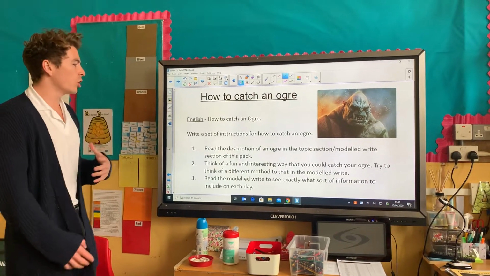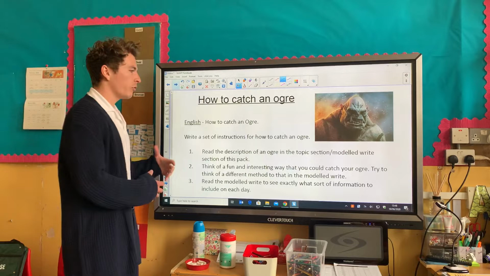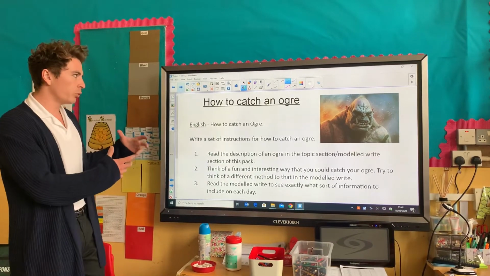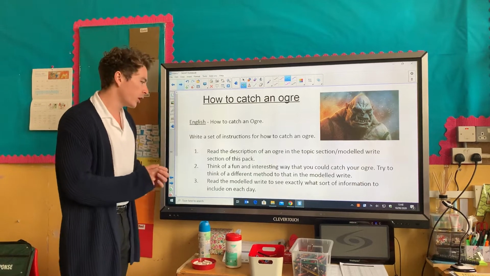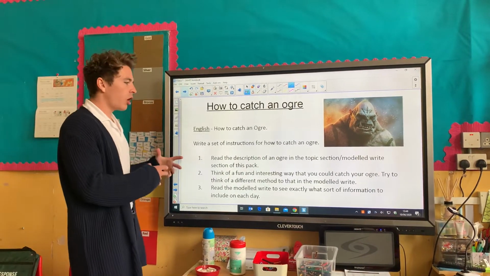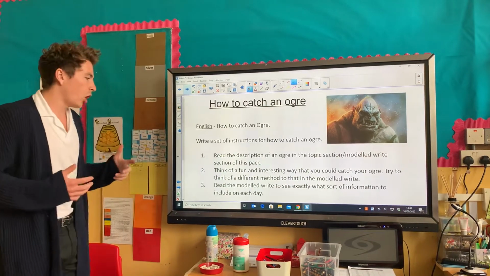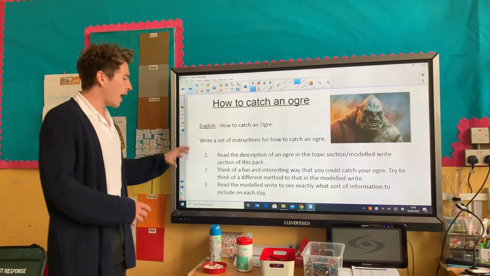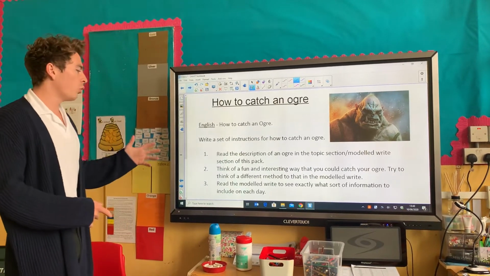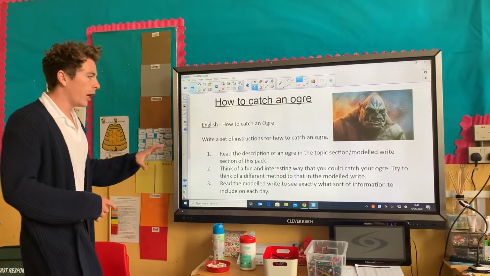in that topic you're going to be designing a trap for your ogre and thinking about how you're actually going to capture it. That's very important before you come onto your writing. Think of a fun and interesting way that you can catch it. There is an example in the modelled write, but see if you can come up with your own imaginative way and have a look at the modelled write to see exactly what sort of information we want in your writing.